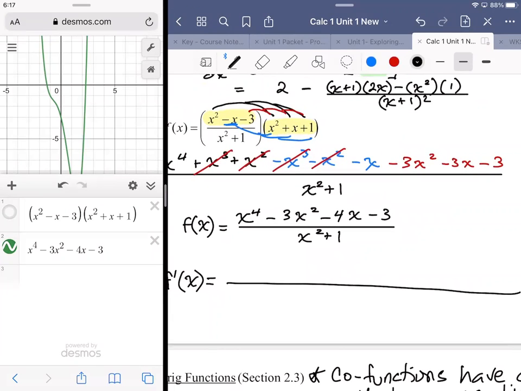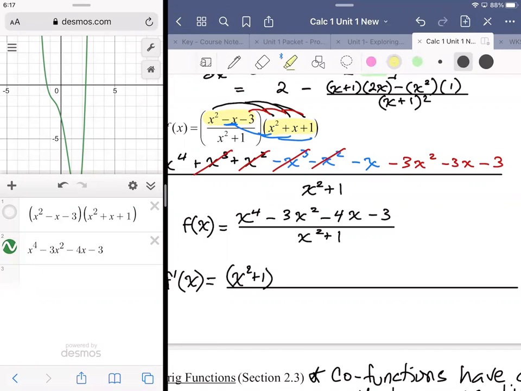So low, x squared plus one, the d high part. So I'm going to take the derivative of my numerator, which is polynomial, so it should be pretty easy now. Each piece is a power rule. So 4x cubed minus 6x minus 4. All right, so that's the low d high minus the high.